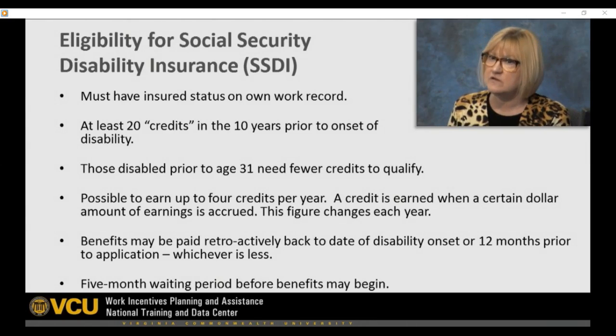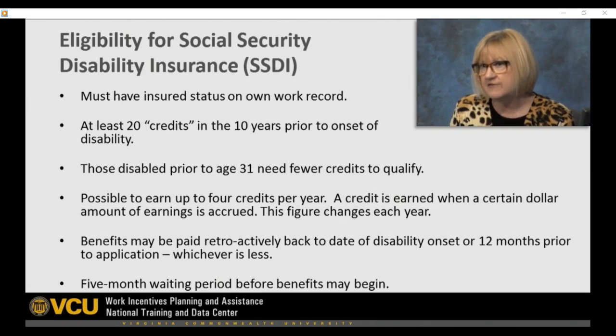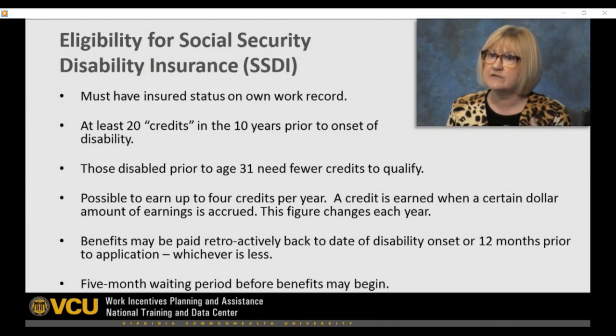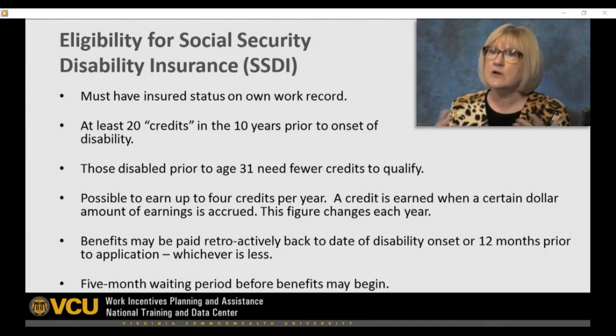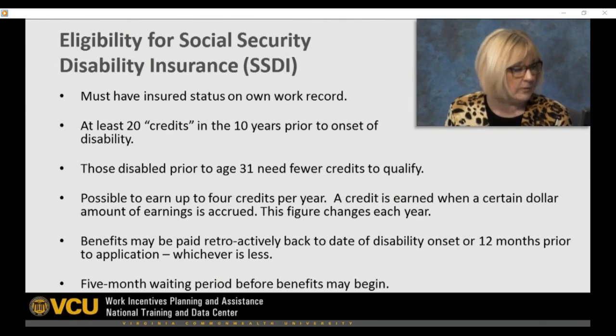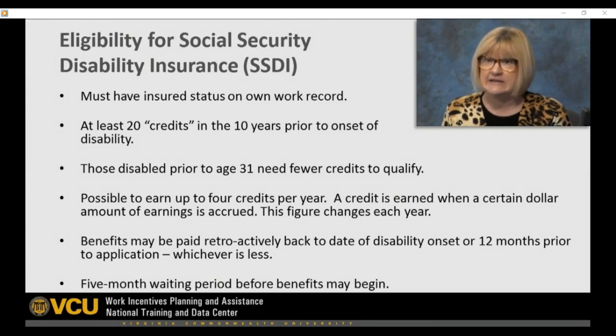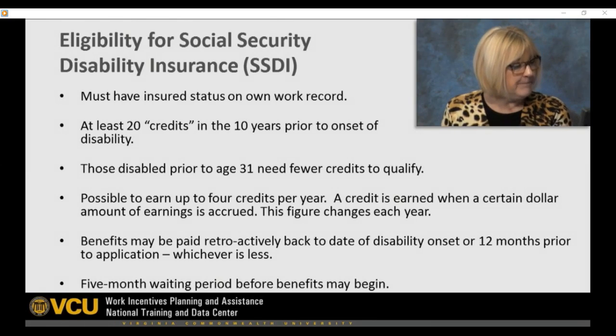Okay, so just something to know that as a younger individual, you don't have to have as significant a work history as someone over the age of 31 would need in order to qualify. And that makes sense, because if you're young, you haven't had as many years to have worked, right? 4 credits can be earned a year. Credit is earned when a certain dollar amount of earnings is accrued. And again, that figure changes every year.